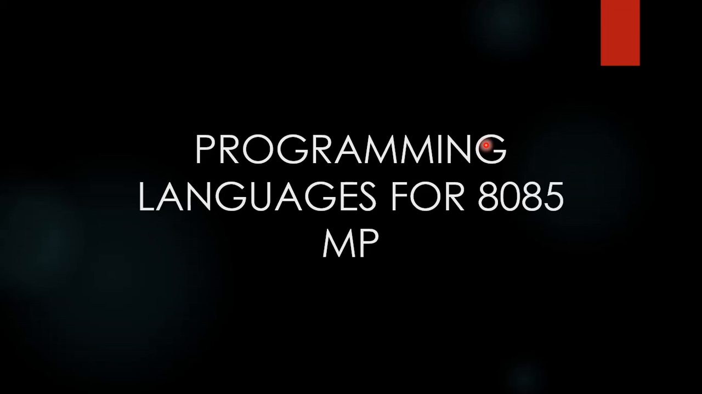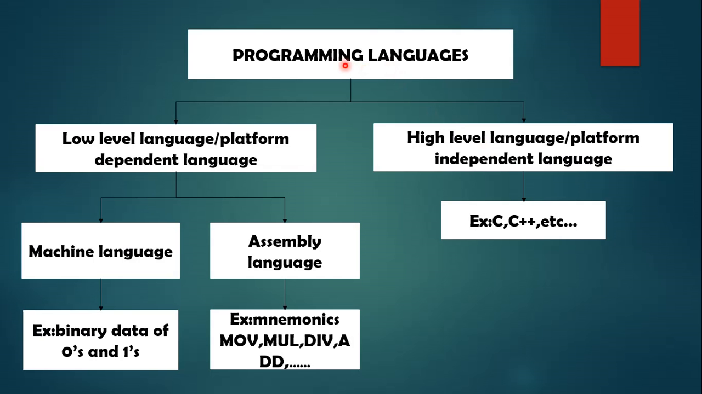Today's topic is programming languages used for 8085 microprocessor. Programming languages are generally classified into two types: low-level language and high-level language. High-level language is a platform-independent language. Means if we write a program for a particular microprocessor, that can be used for another type of microprocessor. High-level language is user-understandable language like C, C++, etc.